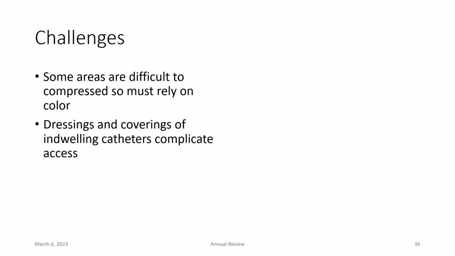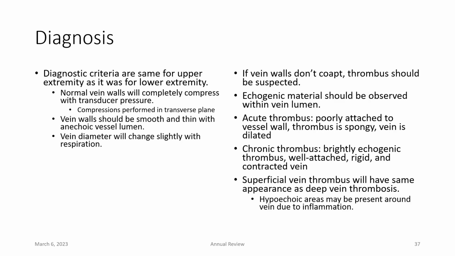We can also have some additional challenges when some areas we're having difficulty compressing, like the brachiocephalic or the subclavian veins, where we're going to have to rely on the use of color and other strategies to verify their patency. We can also have some challenges if a patient is post-catheter placement or they have a dressing or covering. It can complicate access. You have to be very efficient at trying to angle around these dressings and different things to get the images you want. Significant edema and other things can also contribute to those kinds of challenges.